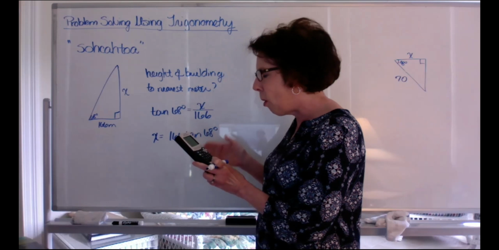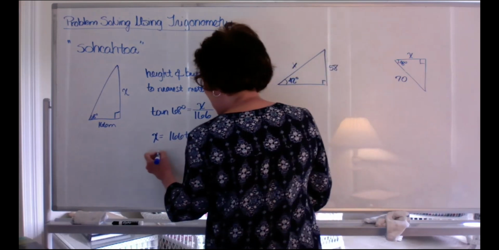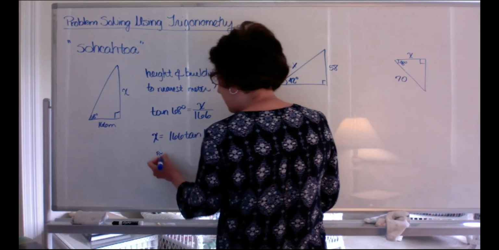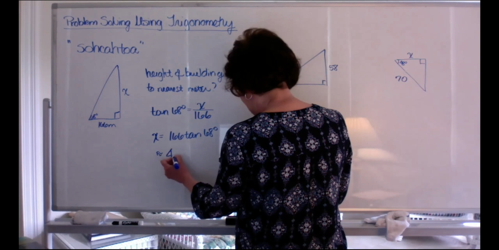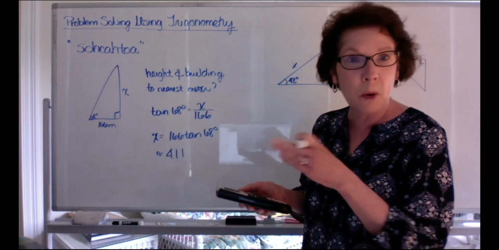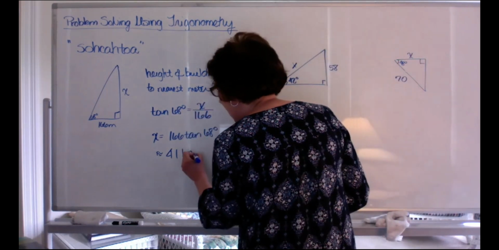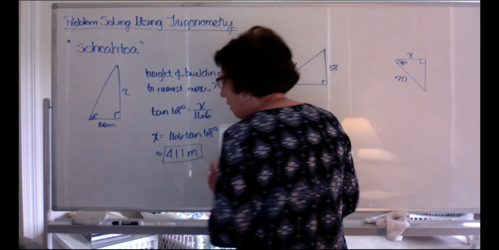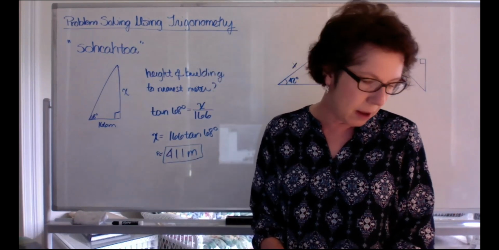So I've got 410.8, so that gives me an approximate height. I'm going to round it up to 411 because it was 0.8. Now, this is in meters. And so the height of the World Trade Center was 411 meters.